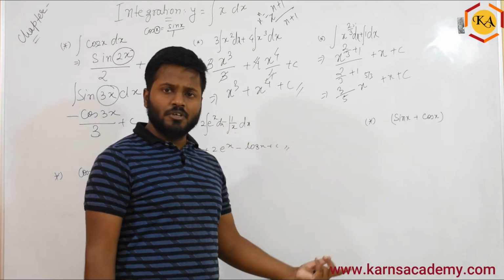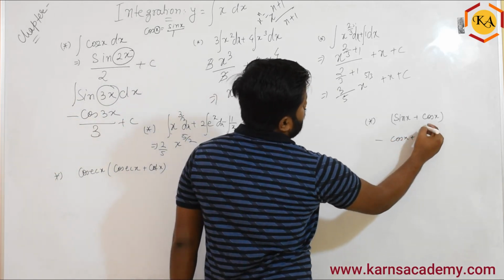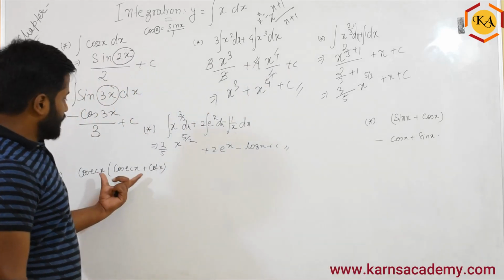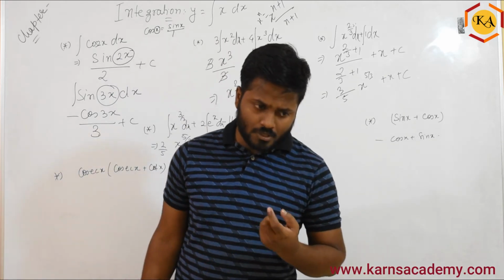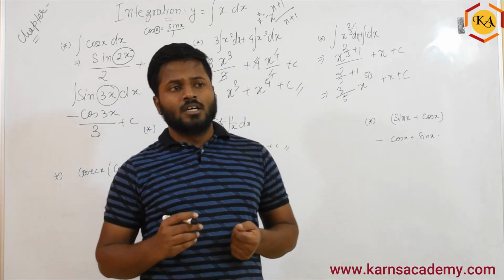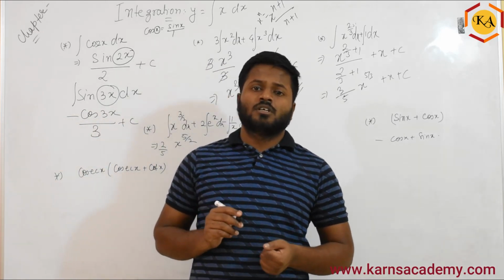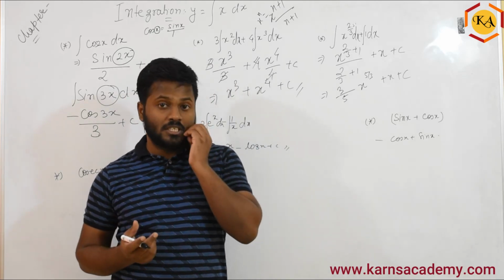Sin x cos x, we already know. Sin x integration will become minus cos x plus cos x integration will become sin x. This part is again the same thing. I hope you remember while solving the problem differentiation, we wrote that cosecant x differentiation, cot x differentiation is nothing but minus cosecant x square.